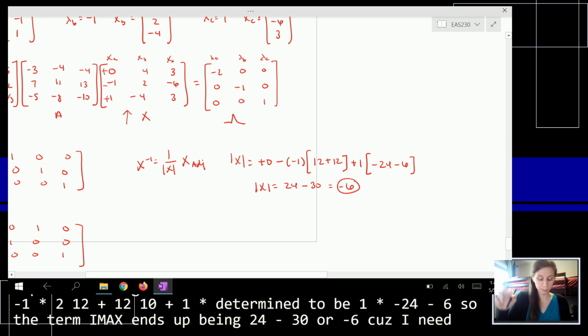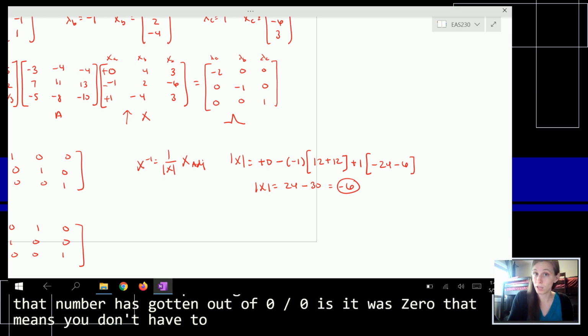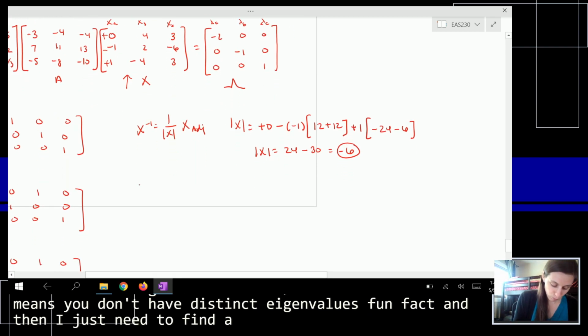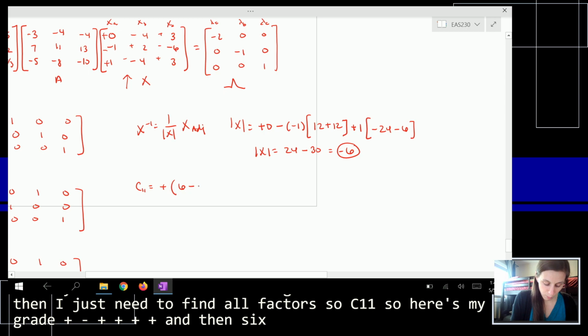Okay, so I need that number. It's not 0, which it shouldn't be. If it was 0, that means you don't have distinct eigenvalues. Fun fact. And then I just need to find all my cofactors. So C11. So here's my grid, plus, minus, plus, plus, minus, minus, plus. So I have plus, and then 6 minus 24, which ends up being negative 18.